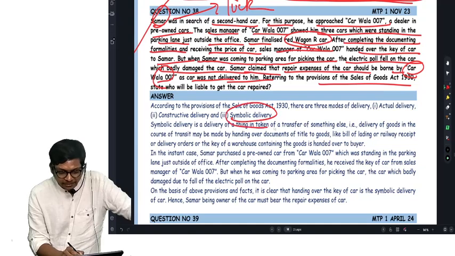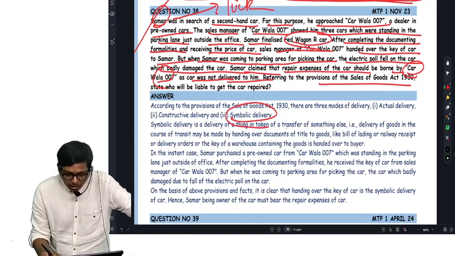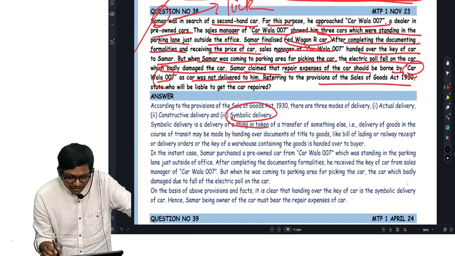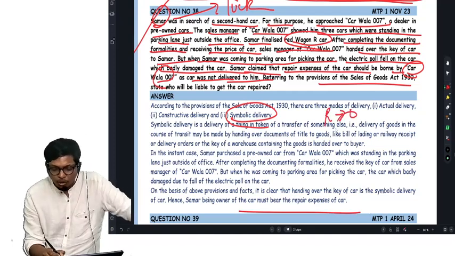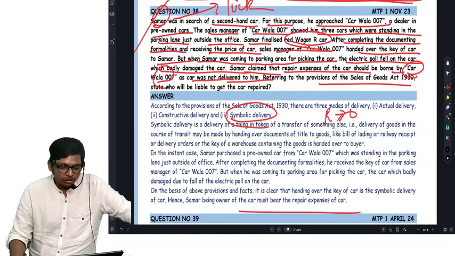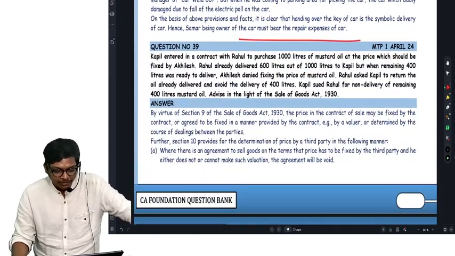So he has also spoken about symbolic delivery. And he will also talk about, okay, here they have ended only with symbolic delivery, but you can also write risk follows ownership for sure. Understanding, guys? Question number 39.